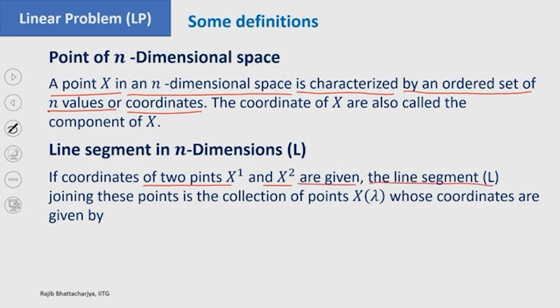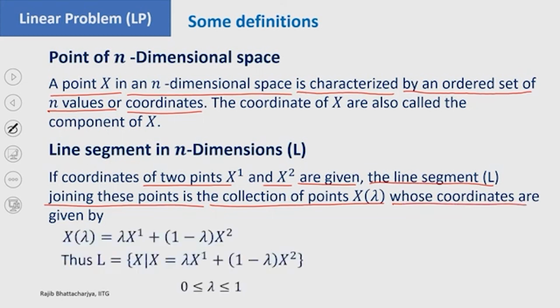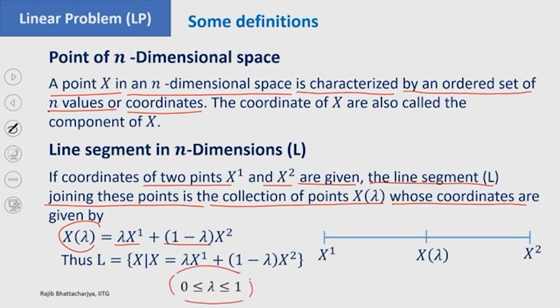the line segment L joining these 2 points is the collection of points x lambda whose coordinates are given by this equation. So, x lambda is lambda x 1 plus 1 minus lambda x 2, where lambda is between 0 and 1. If I put lambda equal to 0, I will get this particular point x 2, and if I put lambda equal to 1, I will get this particular point, and if I take lambda equal to 0.5, I should get the midpoint.